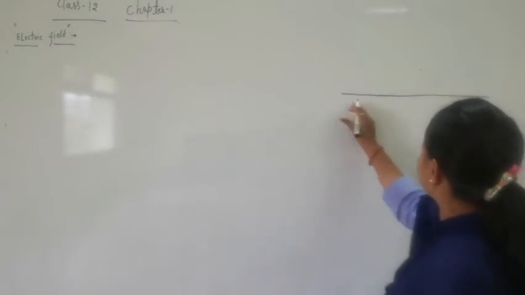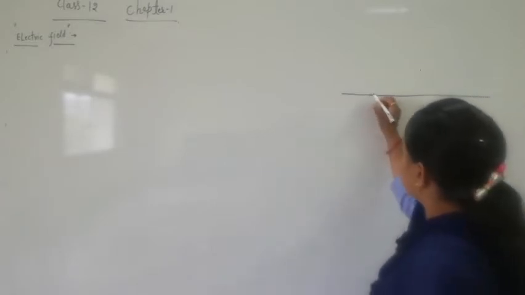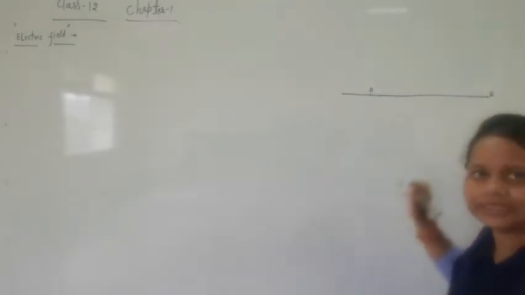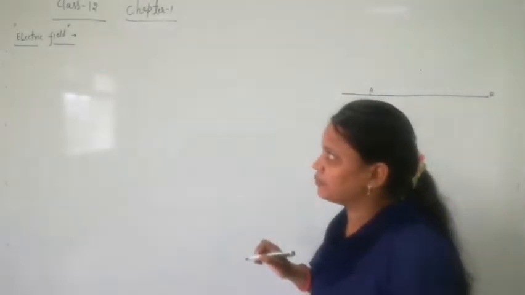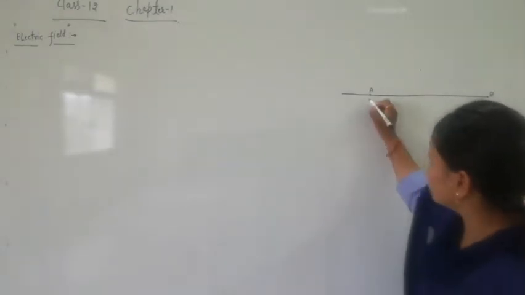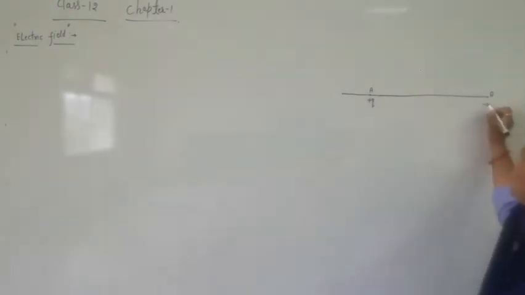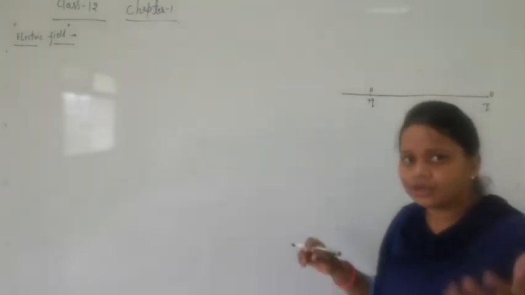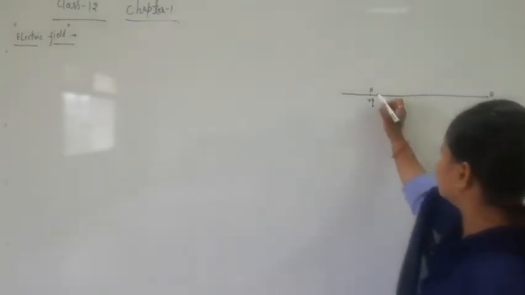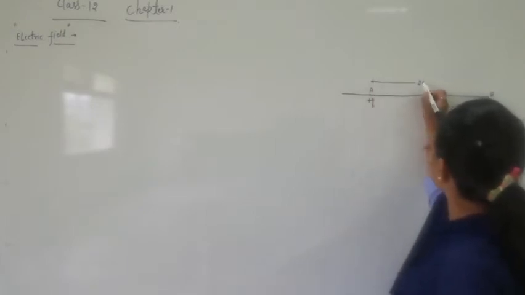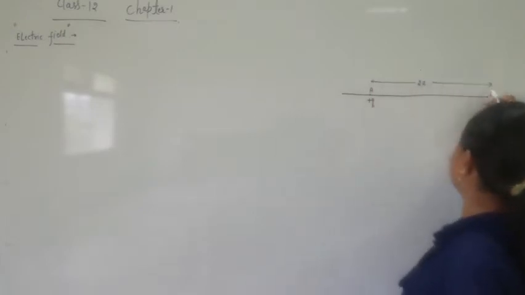We have an axis here with 2 points. A and B are 2 points where the dipole is arranged. What about the dipole? Plus Q charge and minus Q charge are separated by a small distance. As I told you, the separation is considered 2a.